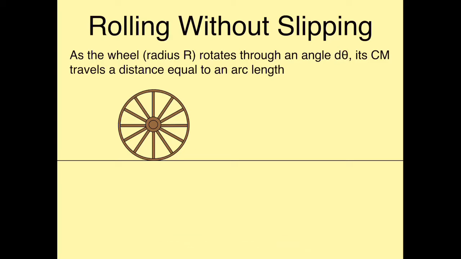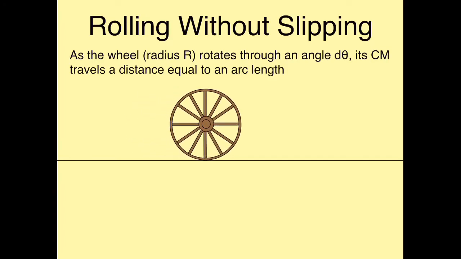If it rolls and rotates through an angle d theta, the center of mass of the wheel, shown here, is going to move some distance to the right. So that's what we mean.